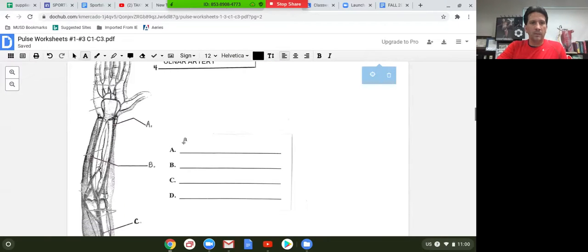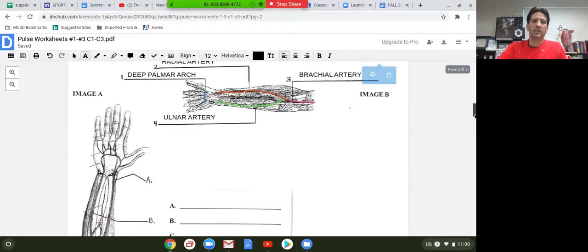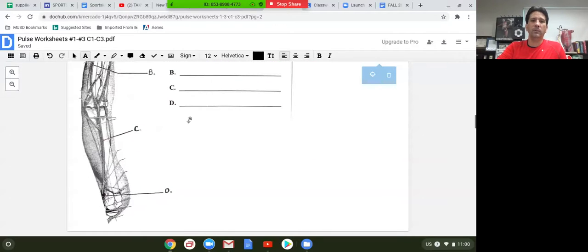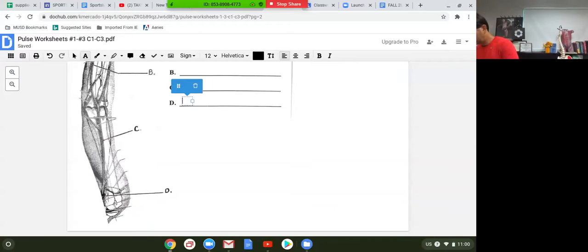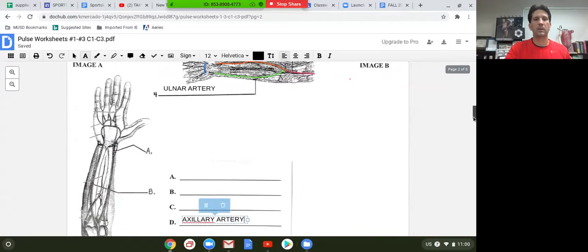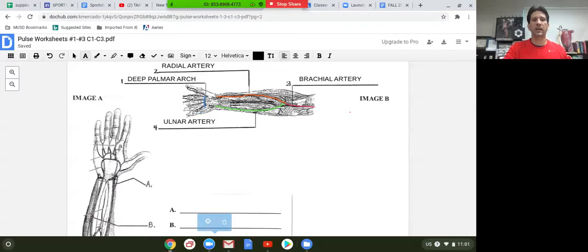So this is A. From the top here, I want you to identify the arteries. What is A? What is B? What is C? And then D I'm going to give you. D is the axillary artery. This is again the right front, anterior.